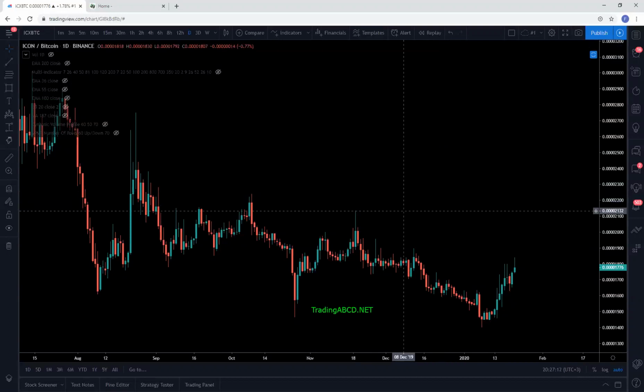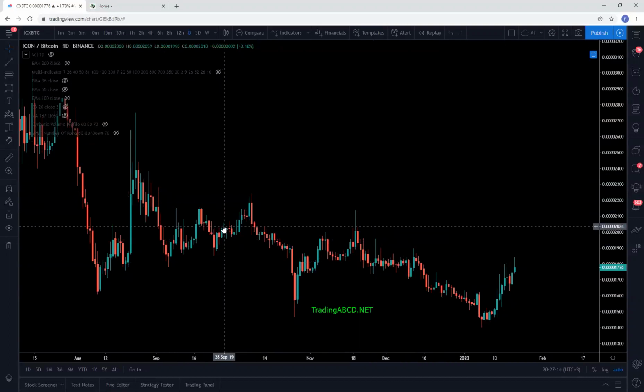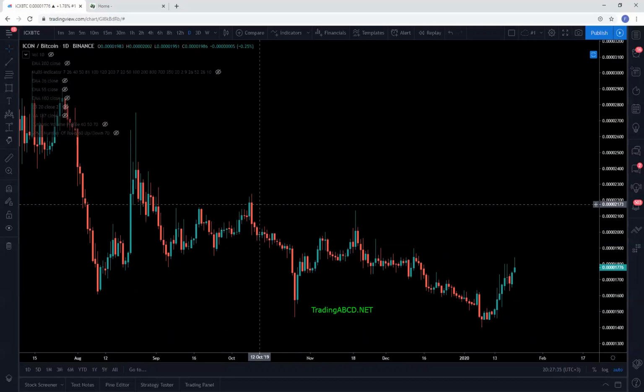So let's start with ICX BTC. Why I choose this? Because I saw in the last few days it started to trend up. Also I have my own alerting system. Actually, I'm using TradingView to get some kind of specific alerts. I will teach you how and why I chose this one and how I will be looking for a trade for this one. So let's start with this.